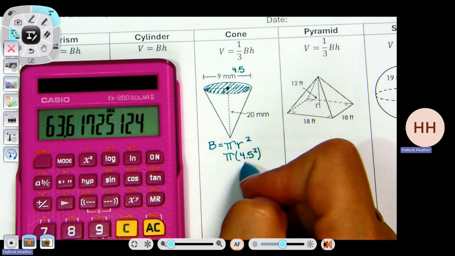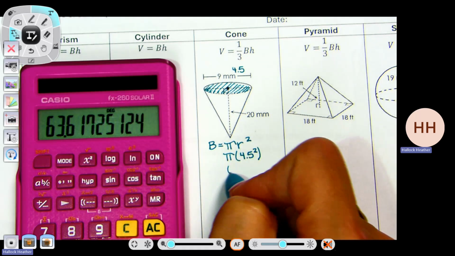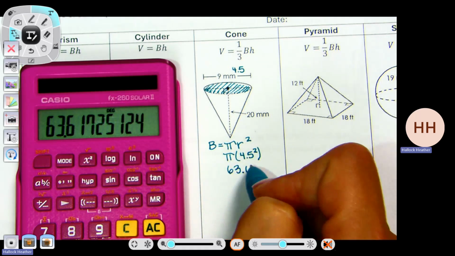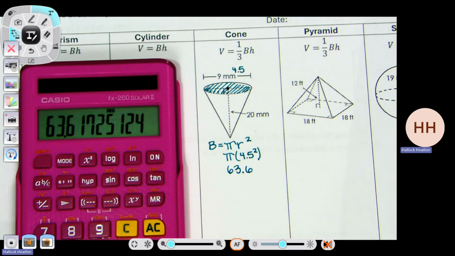So rounded, for what I'm writing, it's 63.6. But don't clear your calculator. You have to do 4.5 squared first. Your calculator does not know PEMDAS, so you have to do the exponent first and then multiply. If you do pi times 4.5 and then square it, it's multiplied those numbers and now it's squaring that new number. You have to square the small number first and then multiply.